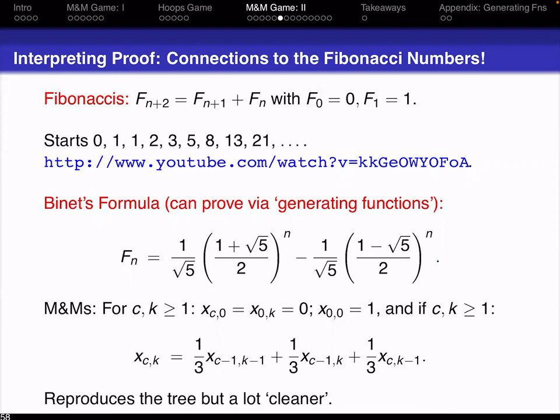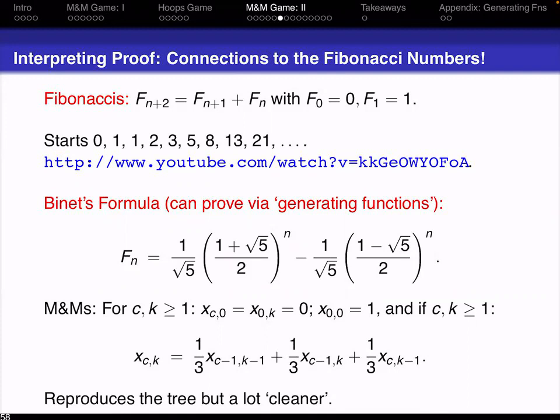X_CK equals 1/3 X_(C-1)(K-1) plus 1/3 X_(C-1)K plus 1/3 X_C(K-1). So X_CK is going to be the probability we end up with a tie, given that Cameron has C M&Ms and Kayla has K M&Ms. I will define if I start off with 0 M&Ms for each, I'm going to just declare that as a tie so that there's no fighting as to who won. And if C is greater than 0 or K is greater than 0, X_C0, X_0K is going to be 0 because it can't be a tie if one of them is out of M&Ms and the other still has it.